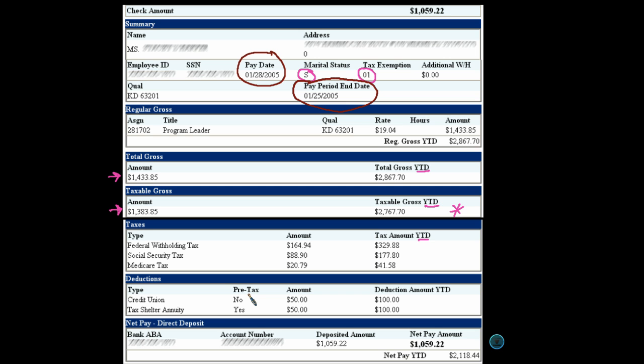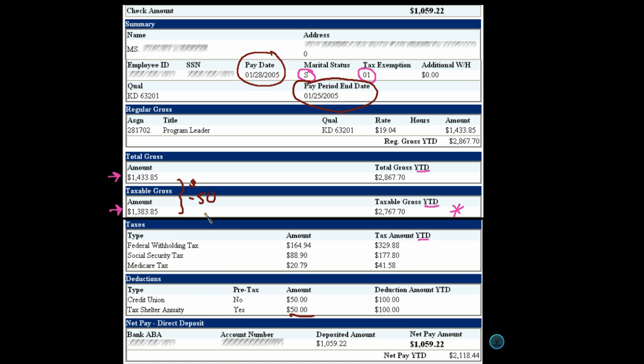In this case, if we look down here at the bottom under deductions, we have a column here that says pre-tax, yes or no. Well, in this example, this employee is contributing to a credit union, $50 for something. That amount is not pre-tax. But then we have a tax shelter annuity, and that is pre-tax. And if you'll notice, that amount is $50. The difference between $1,433.85 and $1,383.85 is exactly $50. So this employee is having $50 put into a retirement plan that is not taxed.